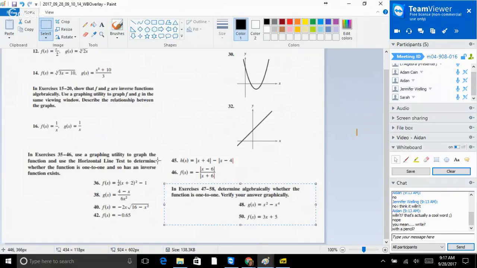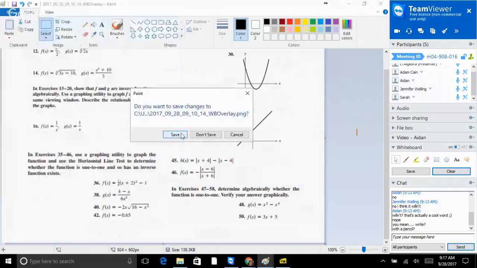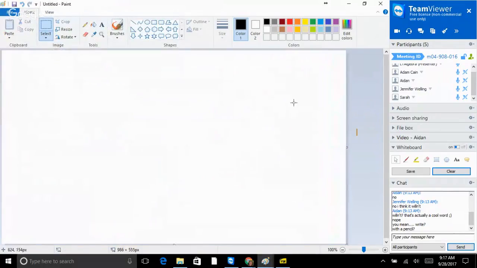So let's do number 50. F of x equals 3x plus 5. Oh, goodness. Okay, so what do you think just based off of the equation? F of x.